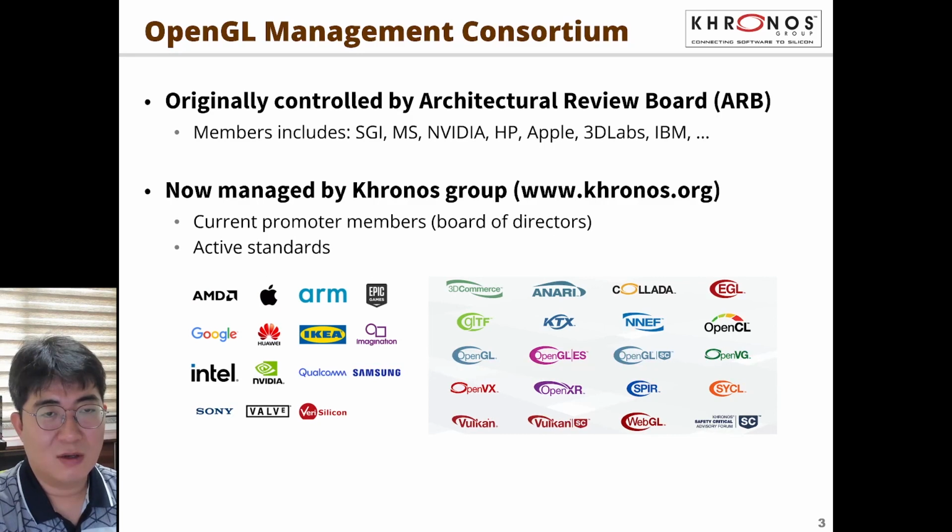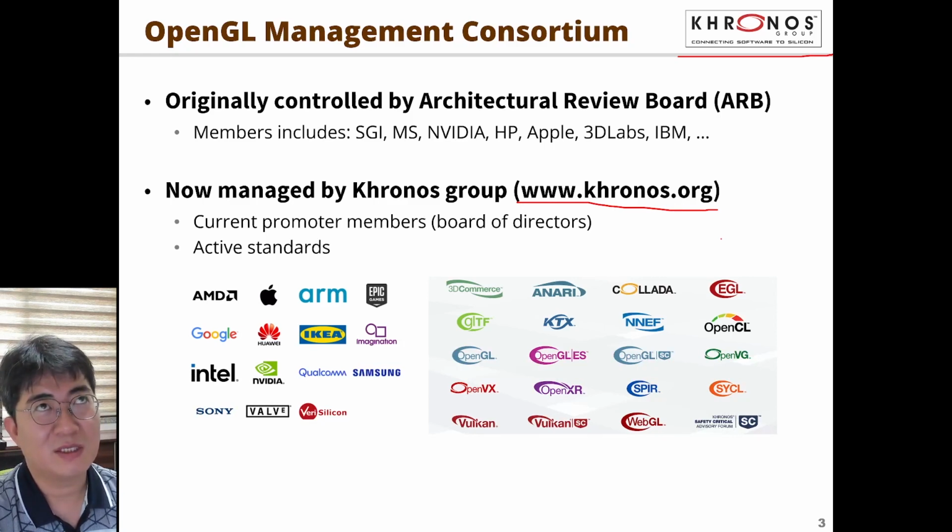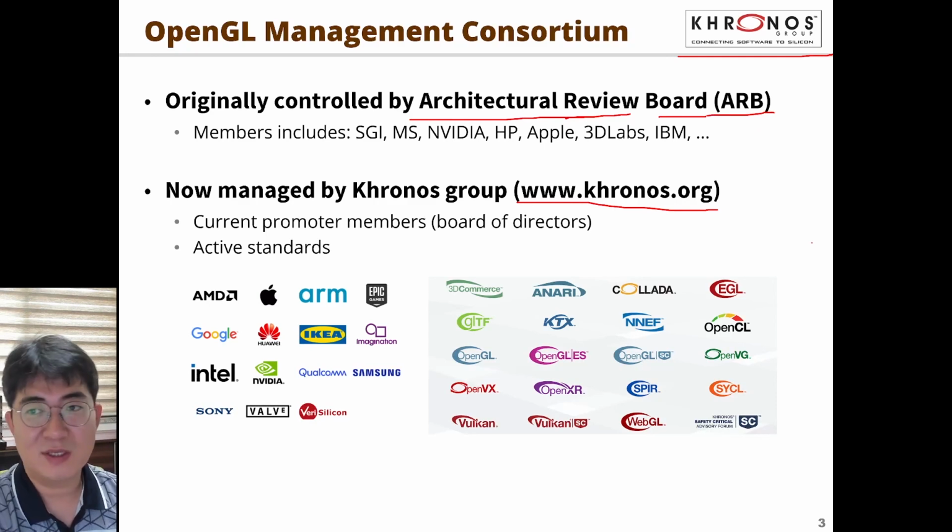And here's the OpenGL management consortium. The name is the Khronos Group. There's a website, khronos.org. Originally, in the early stage around the late 90s or early 2000s, OpenGL was controlled by the Architectural Review Board, that is ARB. That is a small community that can decide in which direction we go with OpenGL.